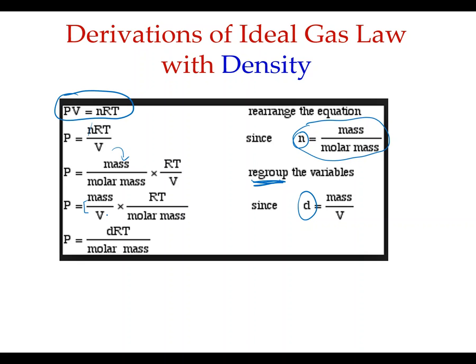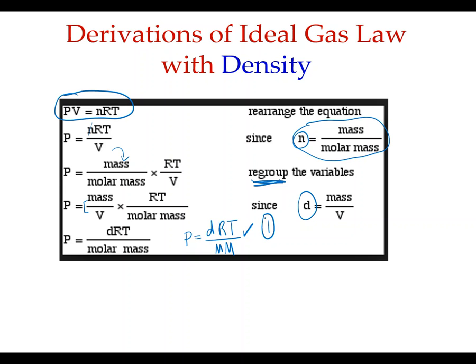So mass over volume times RT over molar mass. So then we end up with pressure is equal to density times the gas constant times temperature in Kelvin over molar mass. That is one version that you can use.